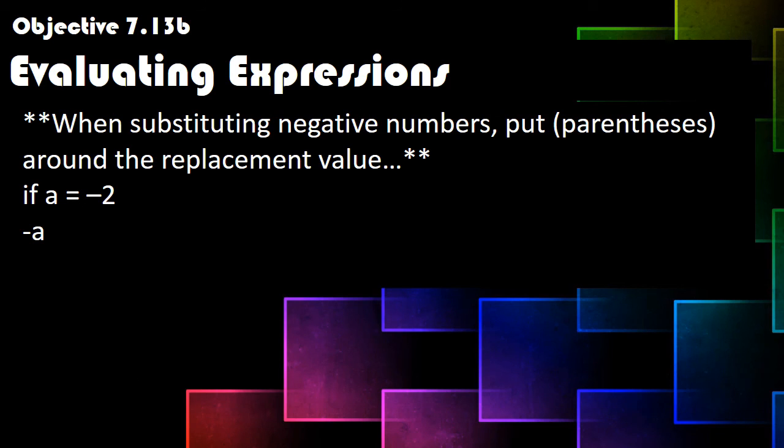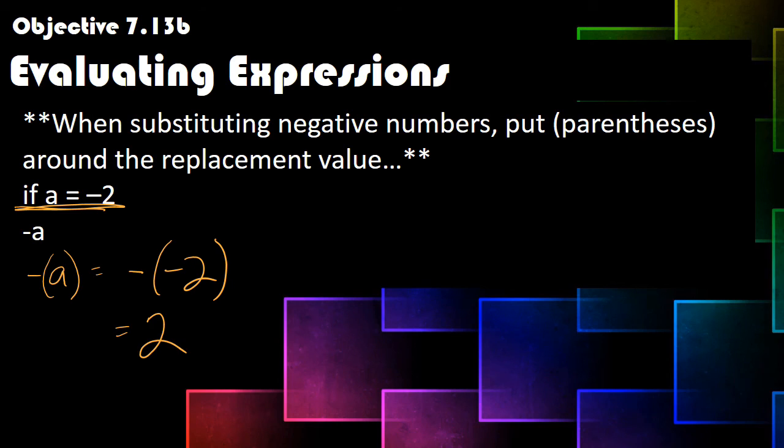So for the last part of your notes here, when substituting negative numbers, put parentheses around the replacement value. So here we have, if a is equal to negative 2, the way this will look, we have negative a. So we have our negative sign, and then inside parentheses we're going to replace a. So a will be equal to negative 2. And then we need to simplify. A negative times a negative gives us a positive. So negative a would just equal 2.